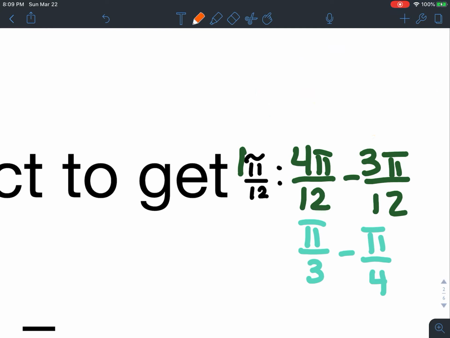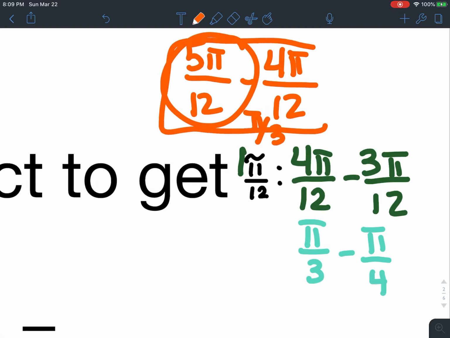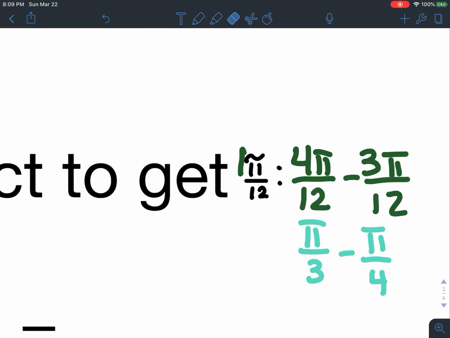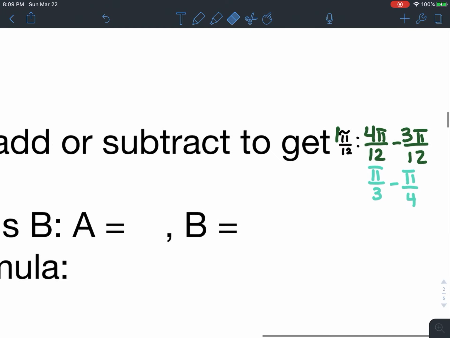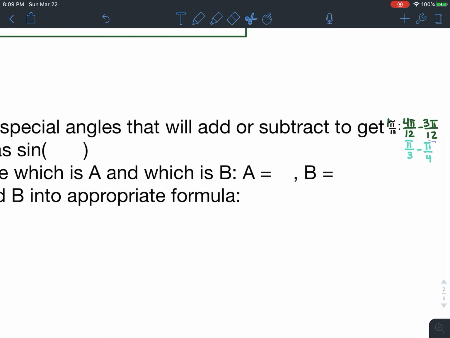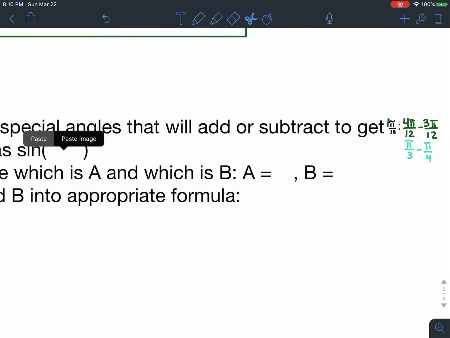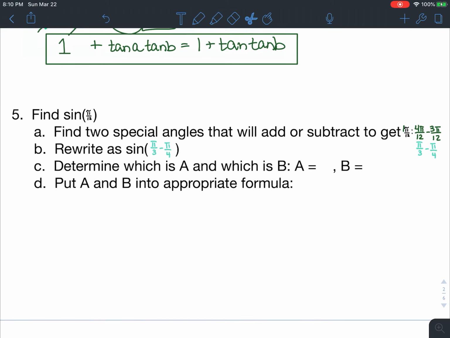What you want to be careful of is choosing something that's not going to work. For instance, 5 pi over 12 minus 4 pi over 12. 4 pi over 12 is fine because it's pi over 3. But 5 pi over 12 can't be simplified, and I don't know the sine or cosine of it, so this combination would not help me. But there are different numbers you could pick, as long as they add or subtract to get 1 pi over 12, and as long as they become angles that you know the trig values of.